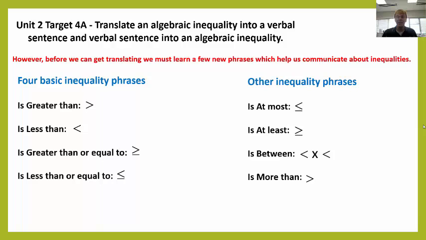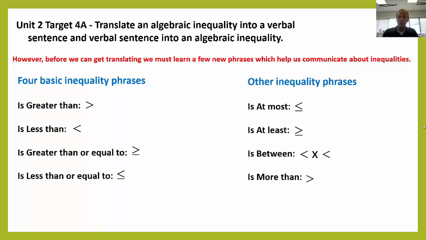At most and at least are kind of deceiving because at most sounds like greater than. It's more, greater, but it's actually less than or equal to. Least sounds like less, but it's actually greater than or equal to. If you use those in a sentence, think about what you're saying. With at most you're expressing less than or equal to. With at least you're actually expressing greater than or equal to.